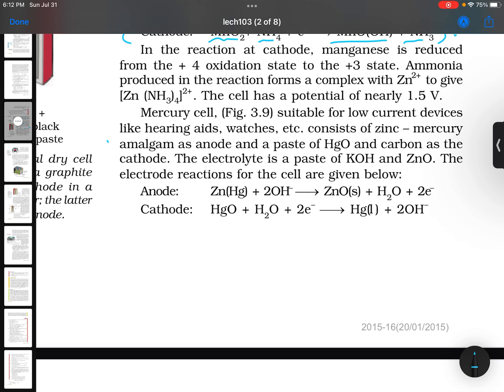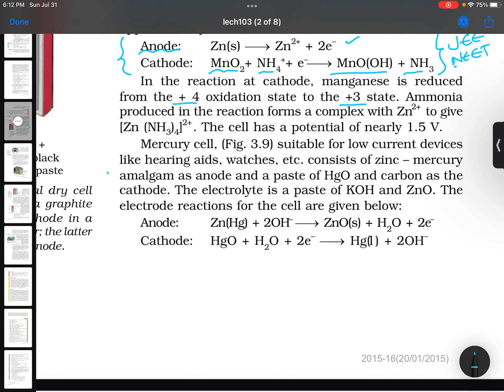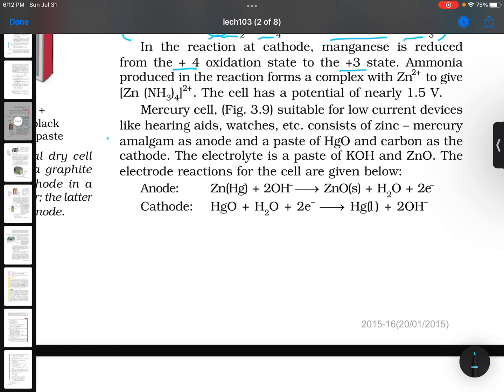In the reaction at the cathode, manganese is reduced from the +4 oxidation state to the +3 oxidation state. You can see here this is +4 and this is +3. Ammonia produced in the reaction forms a complex with Zn2+ to give the zinc ammonia complex, the tetraamminezinc(II) ion. The cell has a potential of nearly 1.5 V, your IIT question. Whenever a question chance is there, I definitely mention.